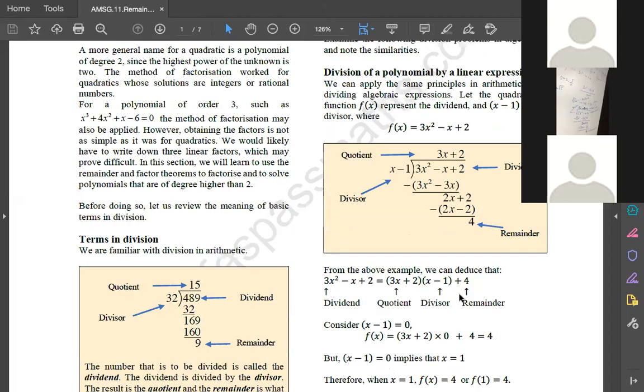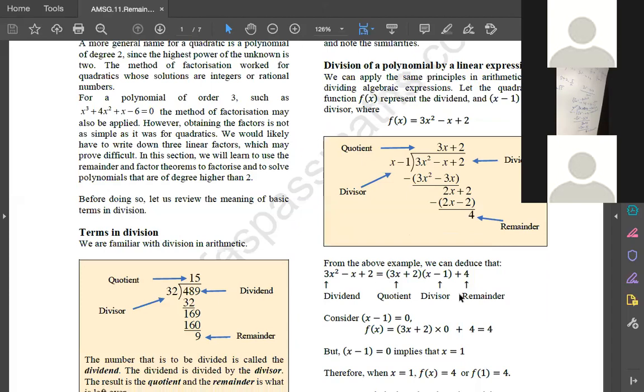So from the above example, now we can deduce that 3x squared minus x plus 2 is equal to 3x plus 2 in a bracket, and then x minus 1 in a bracket, plus the remainder. Good. Now, when we consider the factor, the divisor is always the factor.